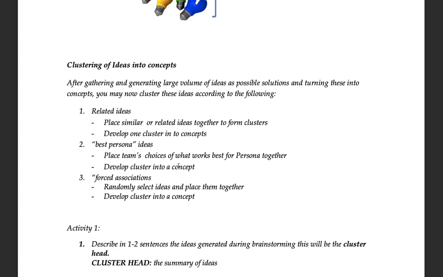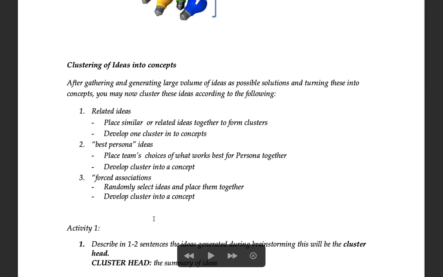Number 2, best for persona ideas. You have to place the team's choices of what works best for the persona together. Develop the cluster into a concept. So you have to make choices. Which one is best for your persona?